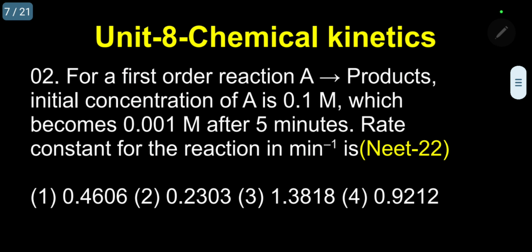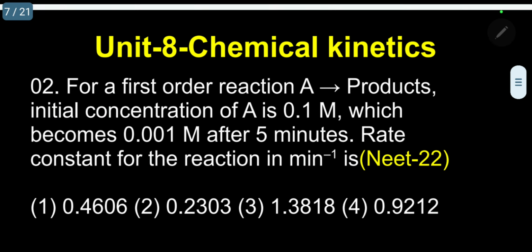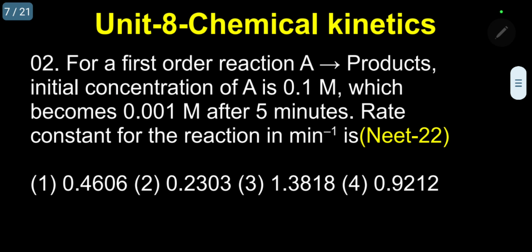Next one, second question. This is the problem, question number 2, asked in the year 2022. For a first order reaction, A gives products. Initial concentration of A is 0.1 M, which becomes 0.001 M after 5 minutes. So initial concentration 0.1, final concentration 0.001 M after 5 minutes. The rate constant for the reaction per minute is, NEET 22.